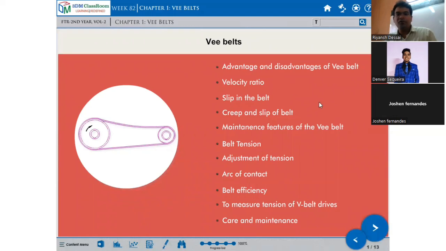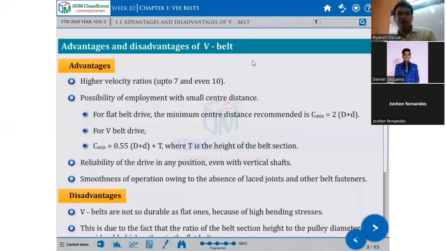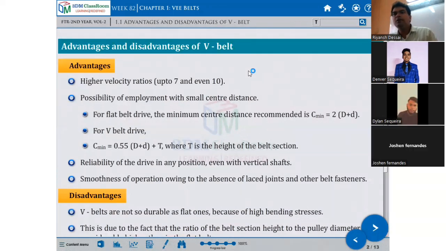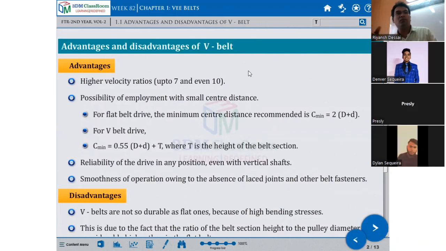The advantages and disadvantages of Vee belt, velocity ratio and everything. So first, advantages and disadvantages of Vee belt. In a Vee belt drive, there is a Vee groove pulley drive, then there is a Vee belt with a trapezoidal cross section, and these belts are classified in A, B, C sections. Based on the groove width the sections are different, and normally the belt number is given as per the circumference length, the total distance around the pulleys. Circumference length and section, the numbers are given to the belt.